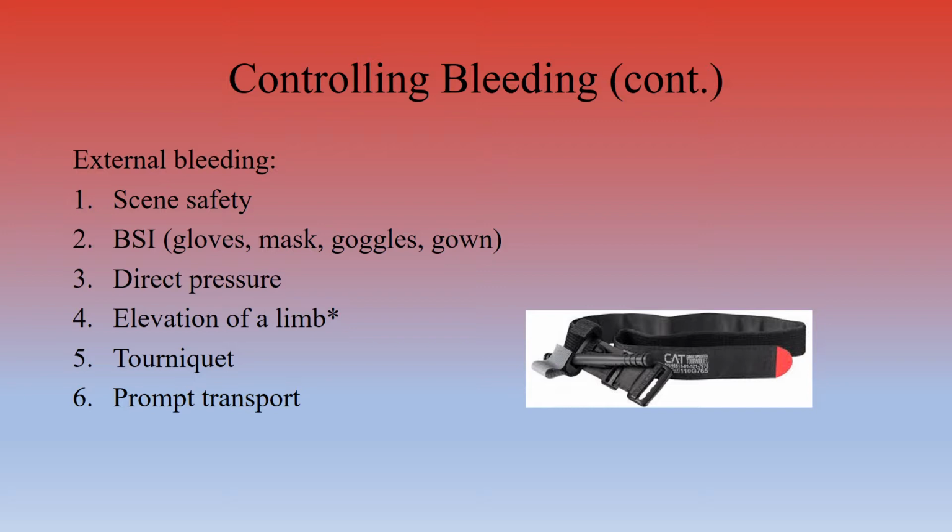And if you can't get control of the bleeding with direct pressure, you need to apply a tourniquet, and that'll be 2 inches above the injury. You want to crank the tourniquet to make sure that the blood stops flowing, and you'll record the time and then prompt transport.